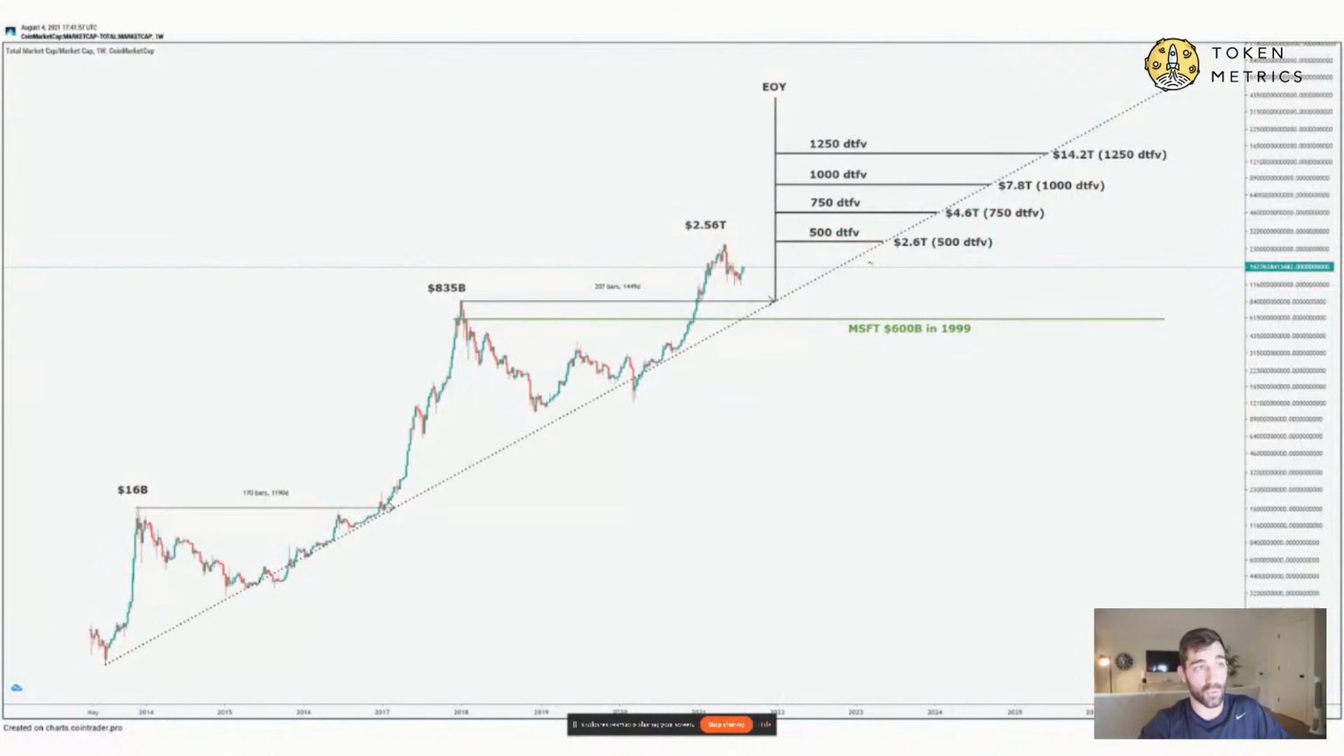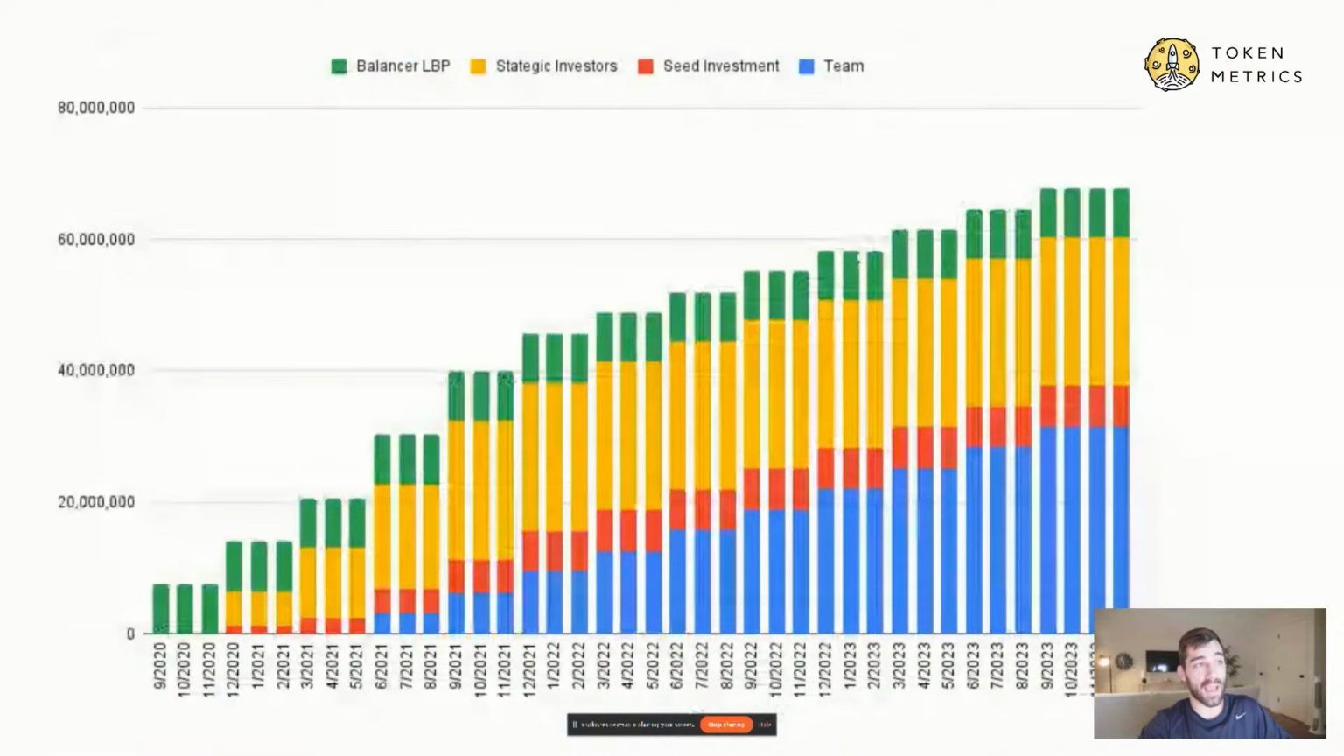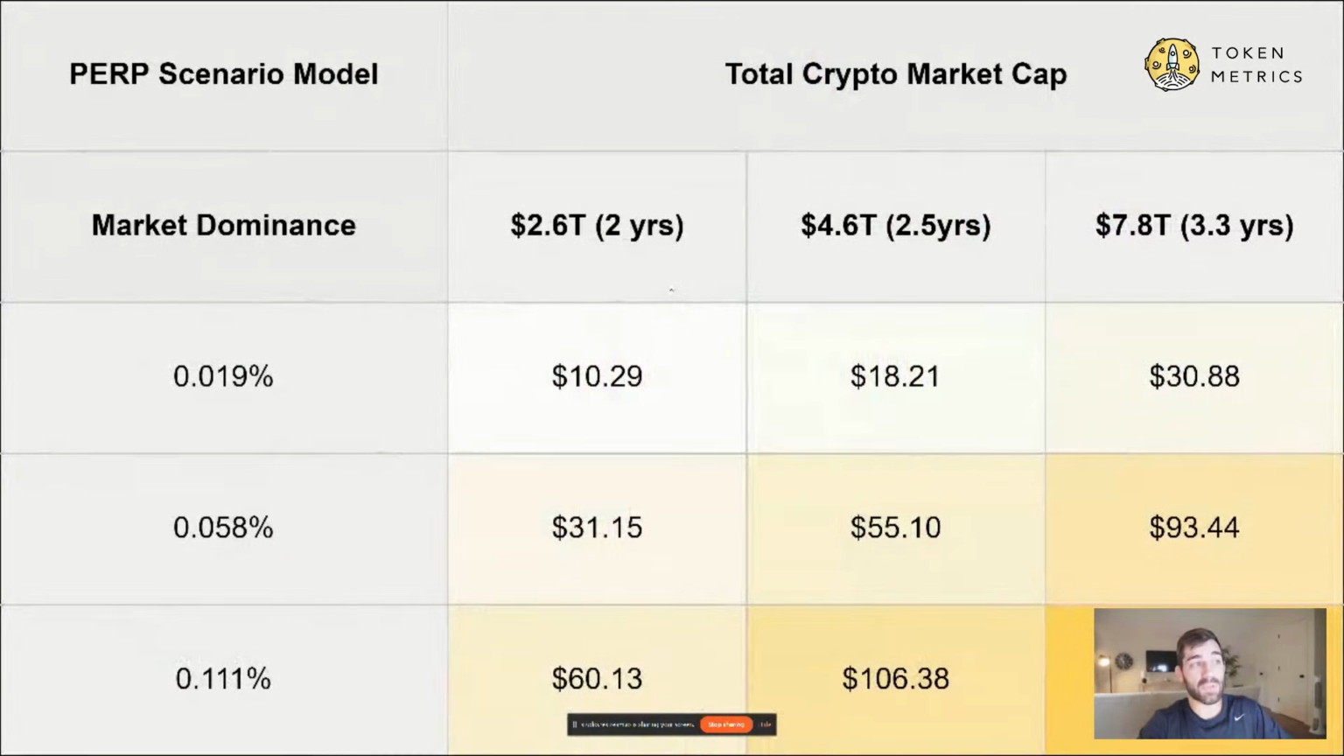We're 2 years away from being at a $2.6 trillion valuation in total cryptocurrency market cap. So could it happen by the end of the year? Absolutely. But it should at least happen within the next 2 years if we maintain that trend line, right? So on the most bearish side, we're seeing $10.29 for Perp, but on our most bullish estimates, we're seeing $180. So is Perp by the end of the year going to go to $500?